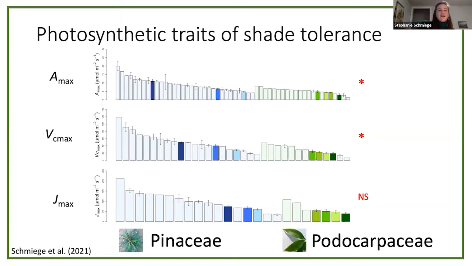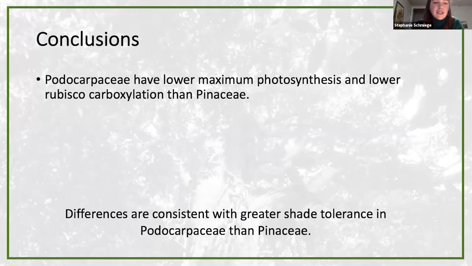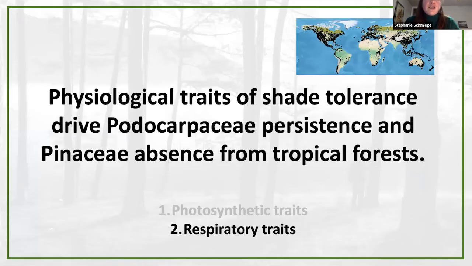Okay. That being as it may, we have some pretty strong conclusions, I think, that tell us a little bit about shade tolerance in these two families. We've seen that podocarps have a lower maximum photosynthesis and a lower rubisco carboxylation than pines. And these differences are consistent with greater shade tolerance in the podocarps than the pines. They support our initial hypothesis. All right, so that's the photosynthesis side. That's our income. Now let's think about the respiratory traits, or the costs to the plant.